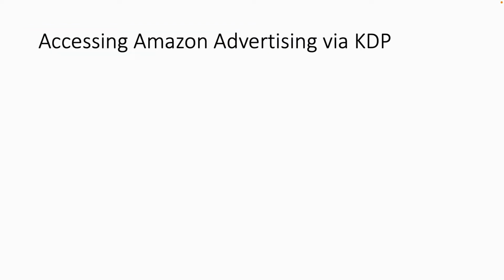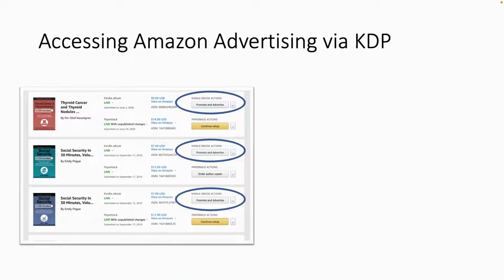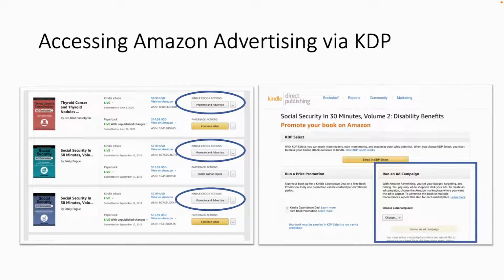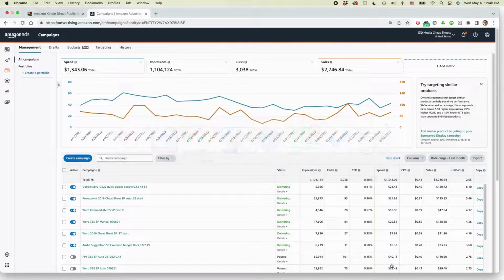And, if you're accessing Amazon advertising via KDP, it looks something like this. So these are the books that my company sells, and there's a button in Amazon KDP that says Promote and Advertise. You can click on that to get started. There's another way to do it, via the Marketing tab, Run an Ad Campaign. It actually looks a little bit different right now, and let's take a look at that.